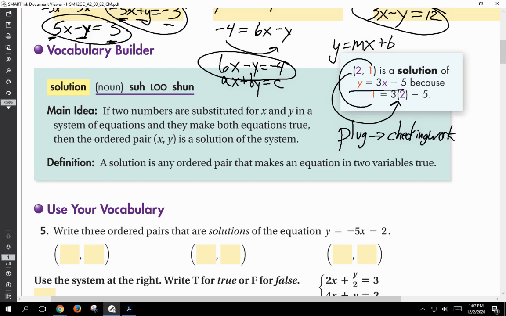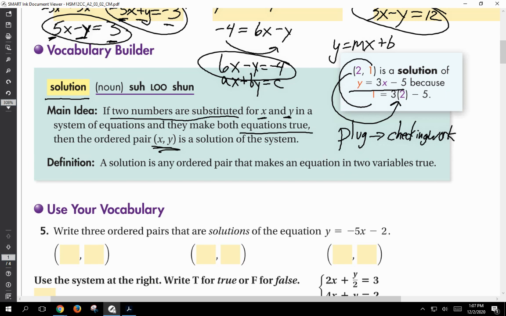Just plug in the solutions into the original equation. So main idea: the solution is the main idea. If two numbers are substituted for x and y in a system of equations and they make both equations true, then the ordered pair (x, y) is a solution of the system.